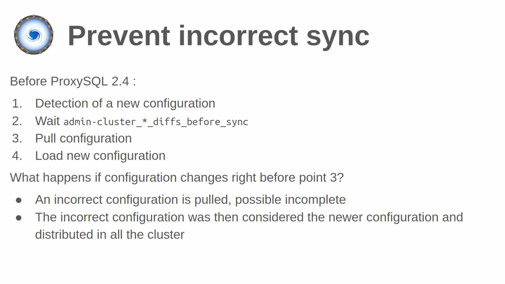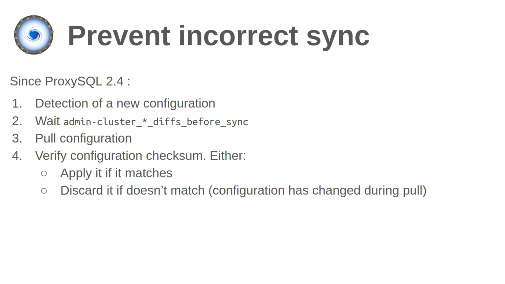Now the problem is, what if, while pulling the configuration, between detecting the configuration change and pulling it, the configuration on that other server changed as well? This is possible. So now in 2.4, not only do we take the configuration, but we make sure that the checksum of the configuration we just pulled was the checksum that we were thinking we were pulling.